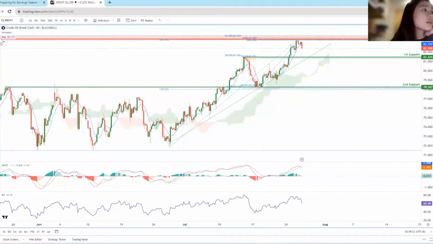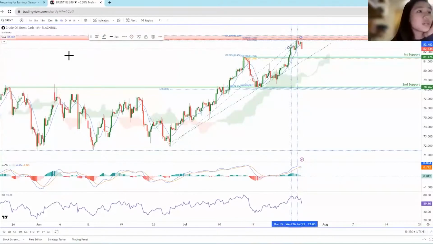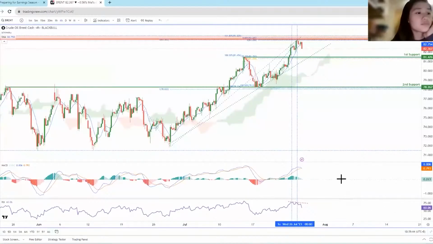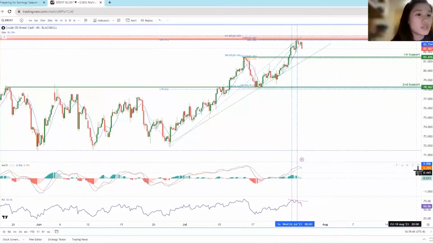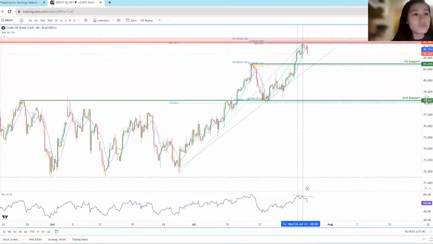Okay, and then over here we have a bit of a bearish divergence as well. So price is making a higher high on our price chart, and price is making a little bit of a lower high on our RSI. Okay, so I'm going to go ahead and remove Ichimoku and MACD because it doesn't support our analysis.